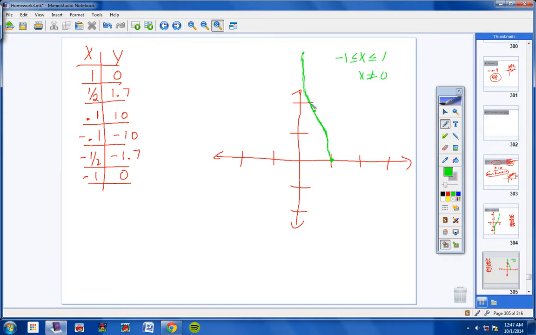Okay, now, students, remember, hopefully you remember from Algebra 2, we have vertical asymptotes. I hope you remember that. And so this green graph is going to continue to get closer and closer to the y-axis, but it will never touch it, okay? So it will continue on and on, okay? Like this. All right, now let's come over here to this graph, and let's see. We'd have negative 0.1 is negative 10, so way down here somewhere. And then negative 1/2 is negative 1.7, and then negative 1 is 0.